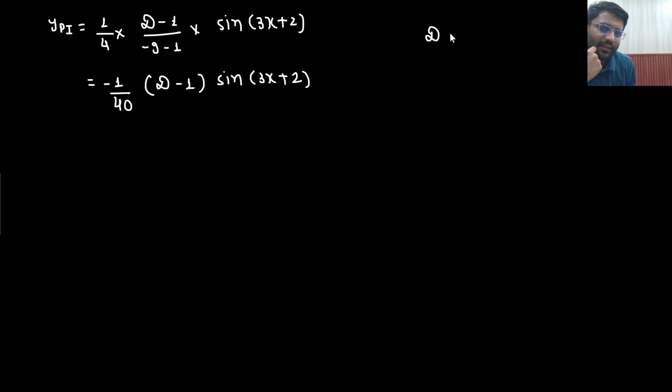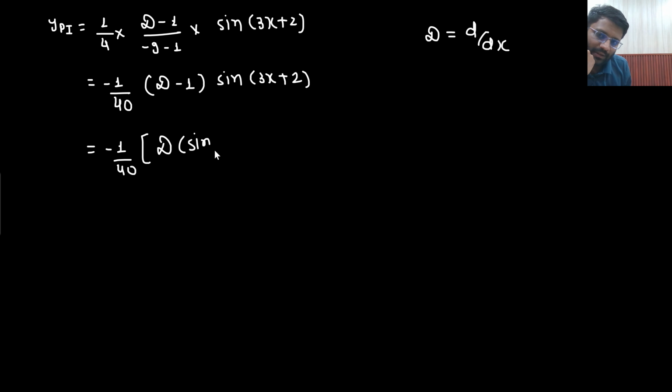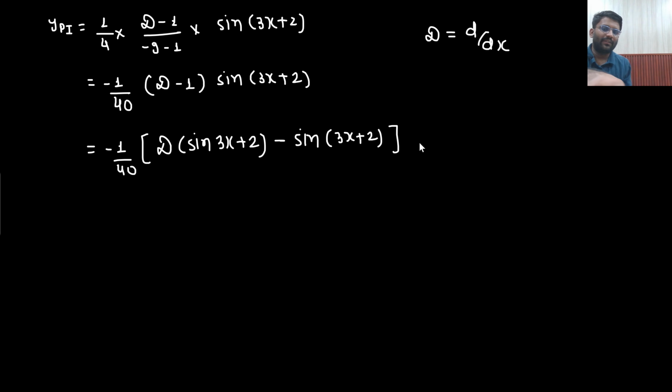Do you remember what d is? D is nothing but d by dx. So simply, can I do it in this way? Minus 1 by 40. Take this d inside: d of sine 3x plus 2. Then take this 1 inside: minus sine of 3x plus 2. Like d multiplied with sine 3x plus 2 minus 1 multiplied with sine 3x plus 2.